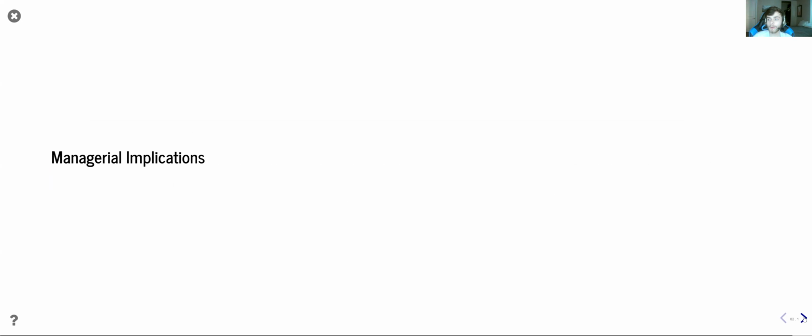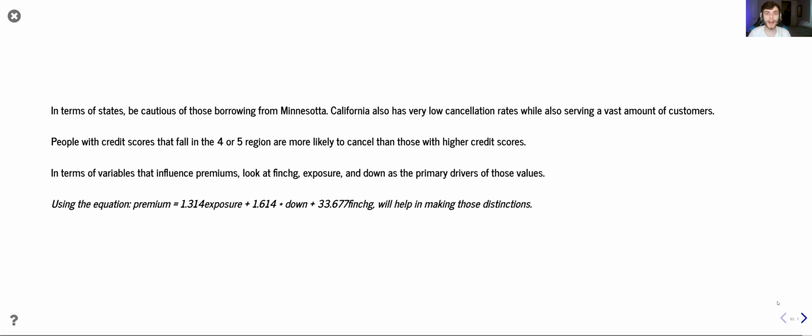Managerial implications moving forward. I know this was a ton of data, but there's a lot of value that can really be pulled out of it. When we evaluate the states, we can say that California has very high registrations with low cancellations, so we may look into expanding more into California with the idea that our loans won't be canceled as frequently. However, we should be cautious moving into Minnesota, which has lower total registrations but much higher total cancellations. That's just something to keep in mind moving forward.